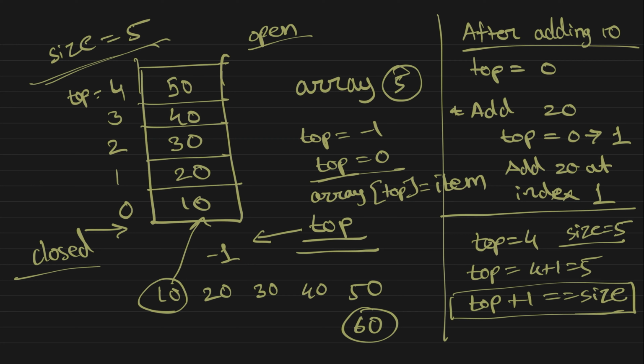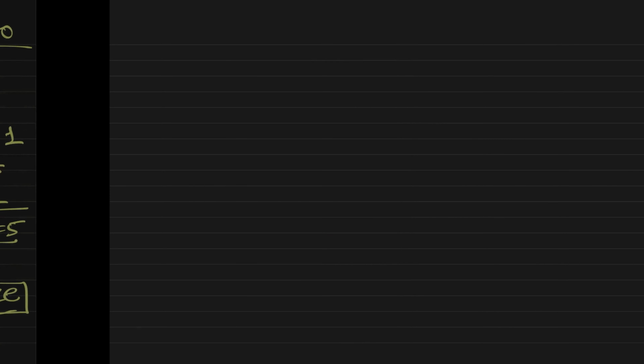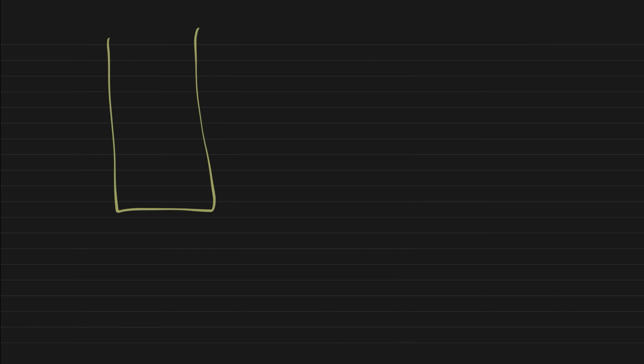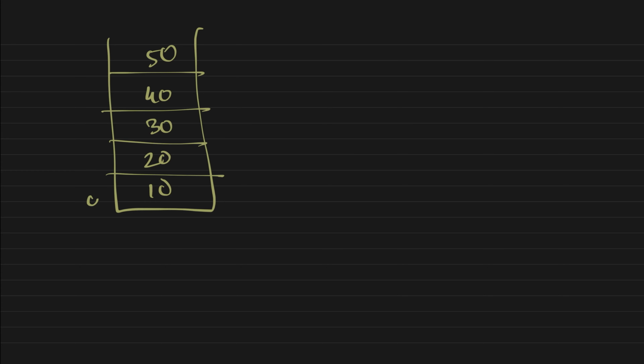Now we'll continue with the same example and see what happens when we try to pop elements from this stack. We'll take the same example where we have 10, 20, 30, 40 and 50. These were my elements in the stack at index 0, 1, 2, 3, 4, right? And my top was currently 4.